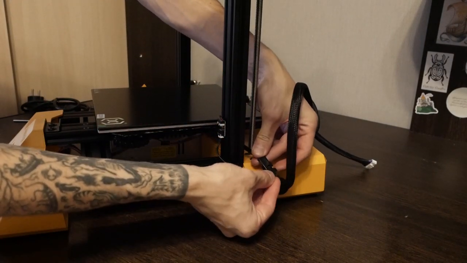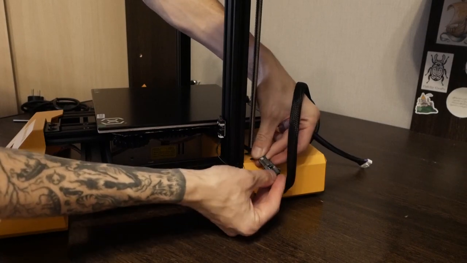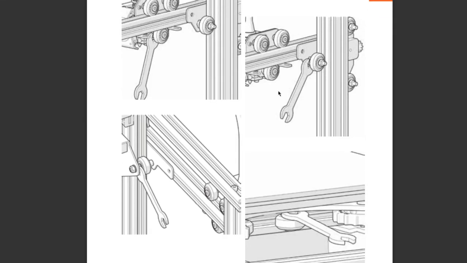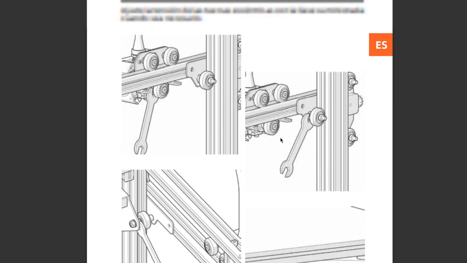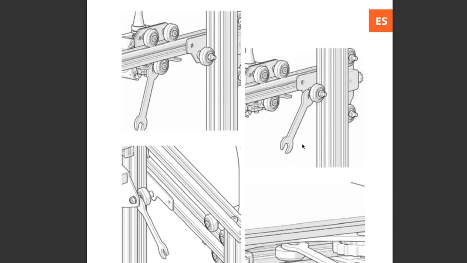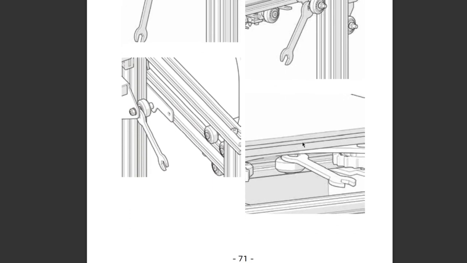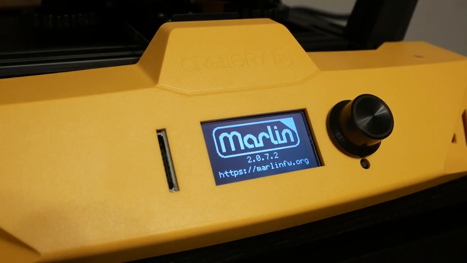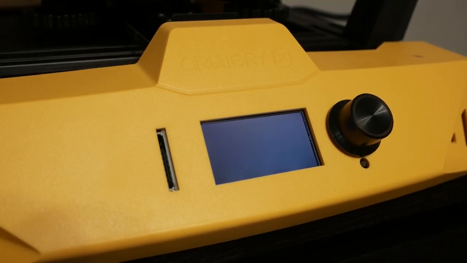The next step is to check the fit of the rollers. They should not hang loose and should not be over-tightened. Just fit with a little friction. The included key is used to adjust the rollers. When everything is set up, you can turn on the 3D printer.